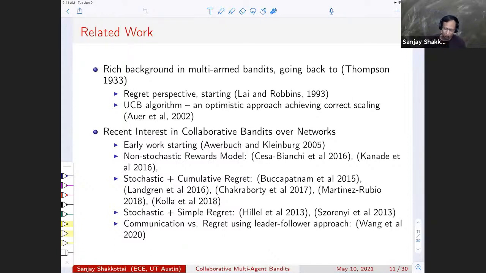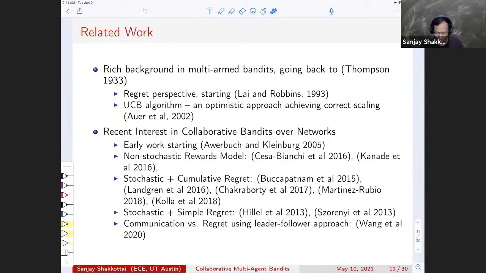In terms of the kinds of models, early work started with Awerbuch and Kleinberg back in 2005. Then non-stochastic: how are the rewards being generated? I implicitly talked about stochastic rewards, but the arm rewards could be non-stochastic, meaning arbitrarily chosen. If you do that, then there's a non-stochastic reward model, and I have highlighted some papers along that thread. You could have stochastic models with cumulative regret, similar to what we are talking about. Again, there's a nice literature in that space: Buccapatnam's work, Landgren et al., Chakraborty et al., Martínez-Rubio, and Kolla et al. And if you look at simple regret, meaning I don't want to optimize while learning, at the end you just tell me what is the best arm. Again, that has a nice literature, and I pointed to some works in this space.